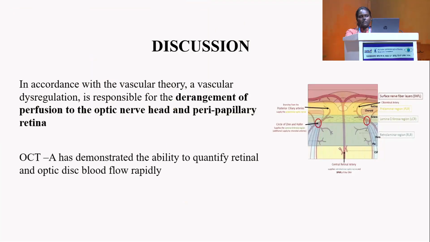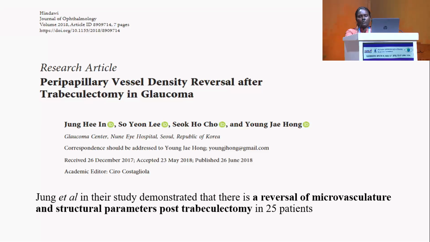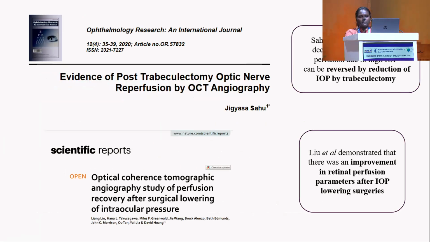So coming to the discussion, according to the vascular theory, the vascular dysregulation is responsible for the derangement of the perfusion of the optic nerve head and peripapillary retina. So OCT has the ability to demonstrate and to quantify the retinal and optic blood supply. Jung et al. in their study demonstrated that there is reversal of microvasculature and structural parameters post-trabeculectomy in 25 patients. And Sehgal et al. also demonstrated decreased optic nerve head perfusion due to high IOP, which can be reversed by reduction of IOP by trabeculectomy. Leo et al. demonstrated that there was an improvement in retinal perfusion parameters after IOP lowering surgeries.